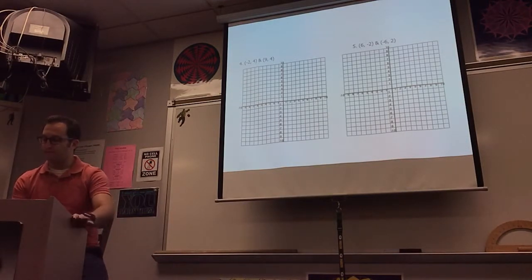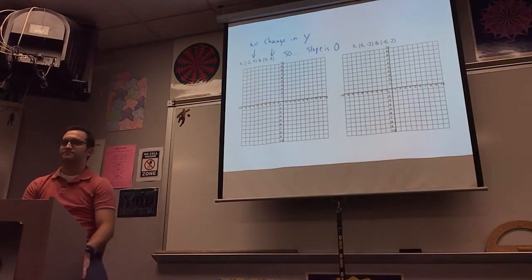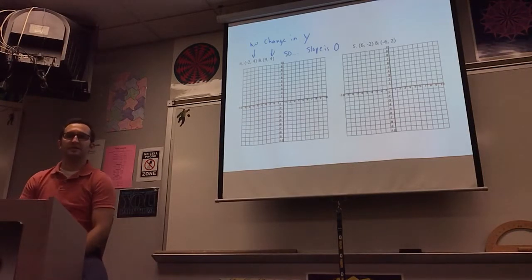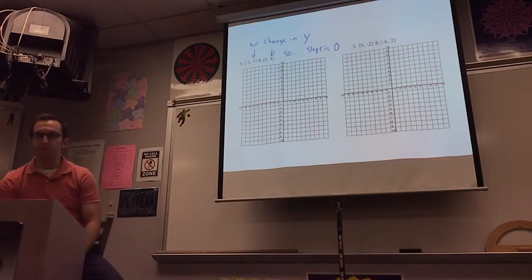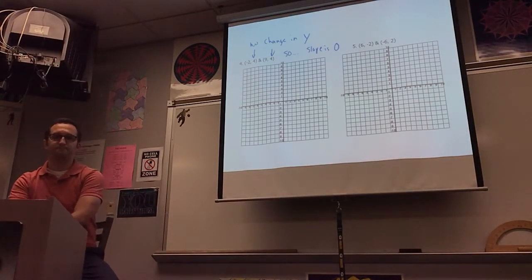You're still going to graph it, but notice there's no change in y. So, slope is 0. Right? Because 0 over anything is still 0. Change in y over change in x. And now I'll give you a chance to graph number 5 and get the slope.